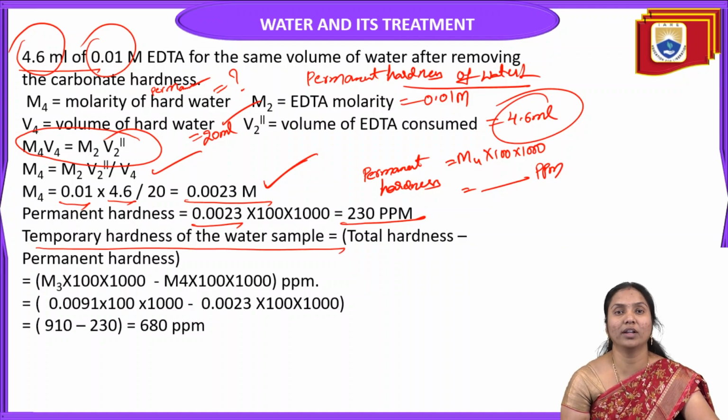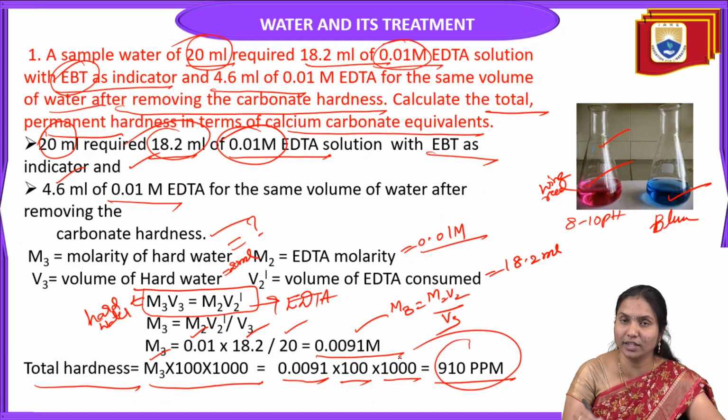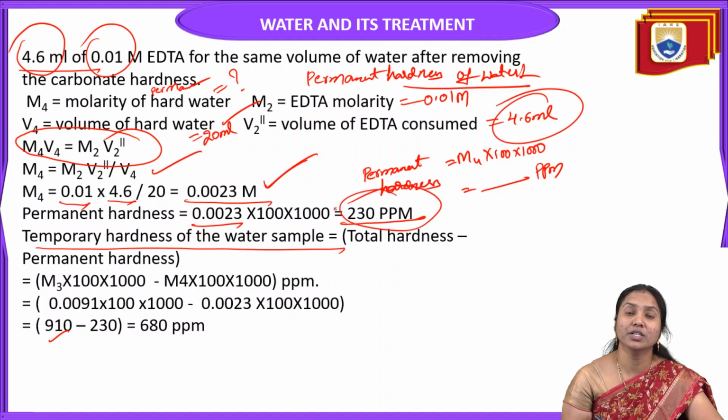Now we can calculate the temporary hardness of the water sample. It is equal to total hardness minus permanent hardness. The total hardness of the given water is 910, a direct value already calculated before. So total hardness 910 minus permanent hardness of the given water sample 230 ppm, so 910 minus 230 equals 680 ppm. So the temporary hardness of the given water sample is 680 ppm.